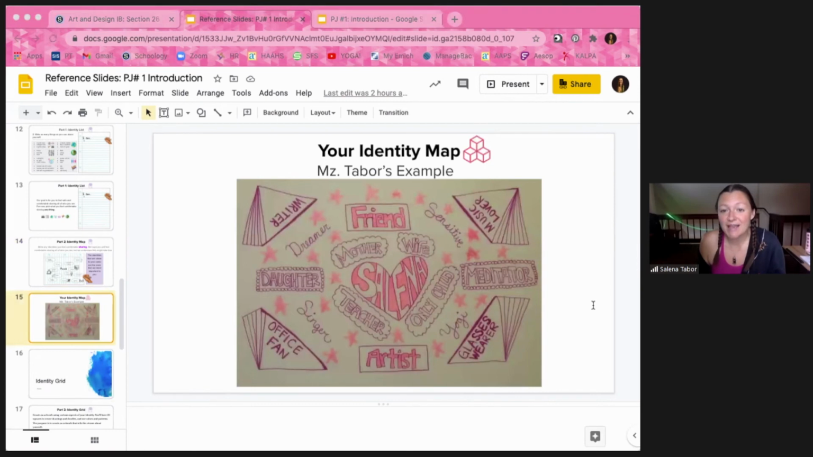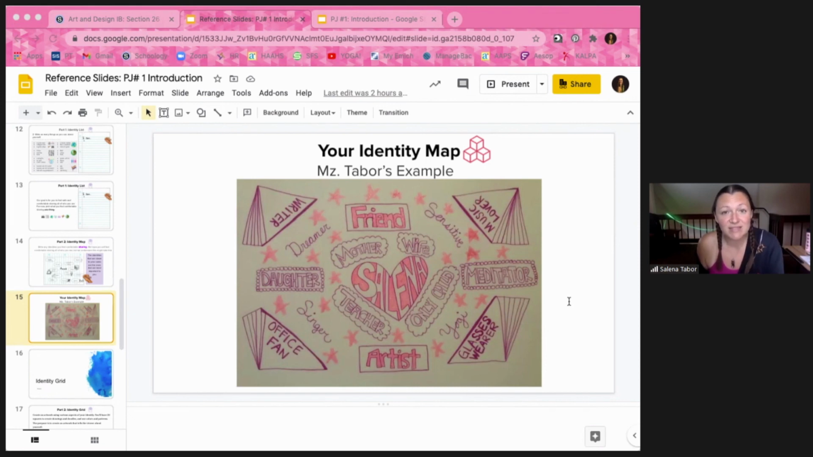Here is my example. Yours does not have to be decorative. It can be simple writing like the last identity web was. I put my name in the middle, then put the most important things toward the center and less in importance radiating outward. Once you've completed both of these activities, you're ready to move on to the identity grid.